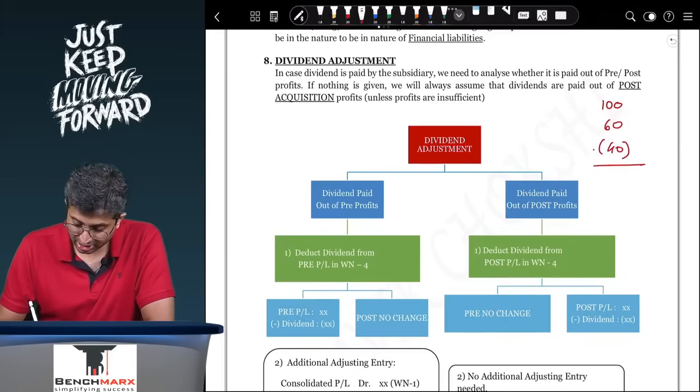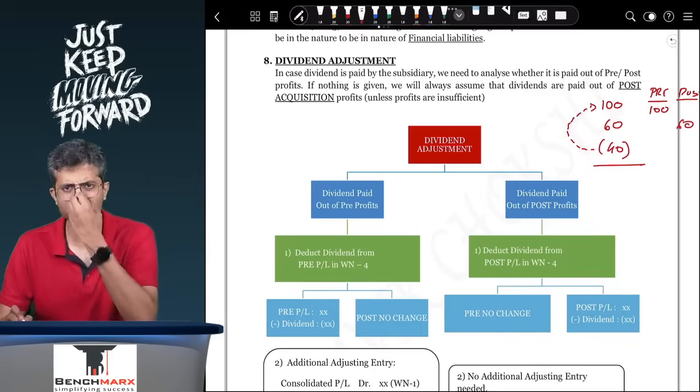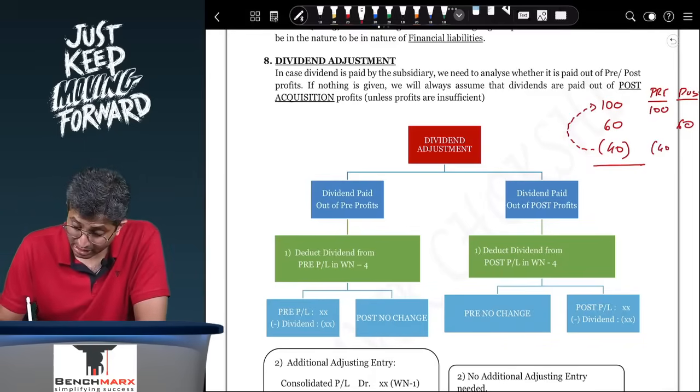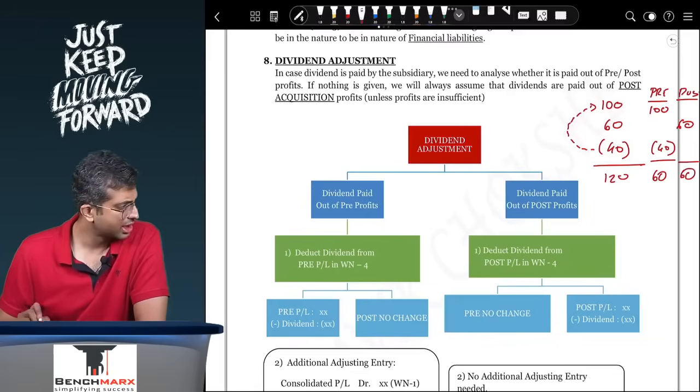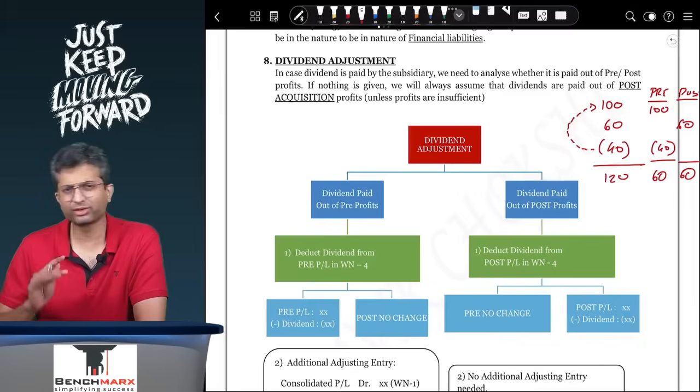If this dividend is given to be paid out of this 100 rupees, then when we do the pre and post working, let us say 100 is pre, 60 (let us say the date of acquisition is the first day of the year) is post, and 40 is reduced from the pre-acquisition profits, which means we will assume that the remaining profits is, let us say, 60 in the pre, 60 in the post section.